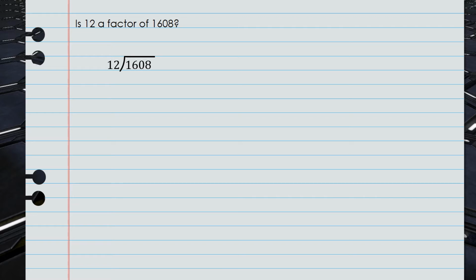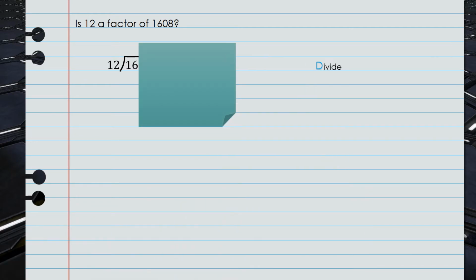Now we have to remember the proper steps to do long division. The first thing is we see how many times can 12 go into 16. Well, what operation is that? Well, that's division. And since we're only looking at the first value, I'm going to cover it up with a Post-it so I don't get distracted. So we're saying how many times can 12 divide into 16? Well, that's one time.